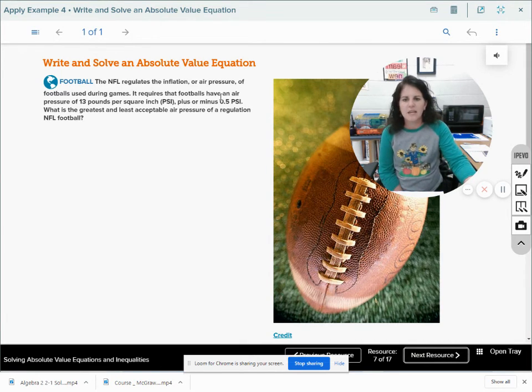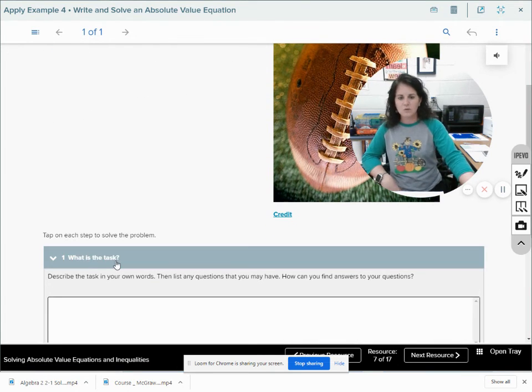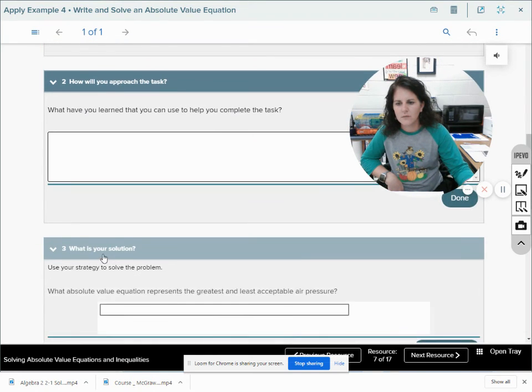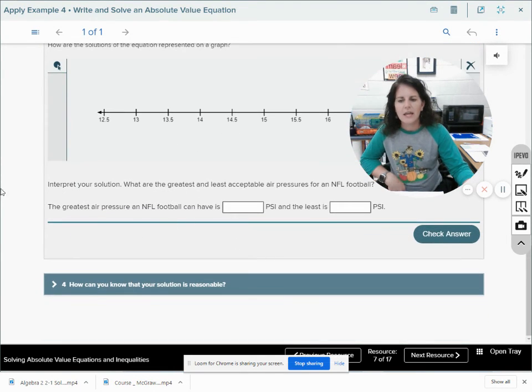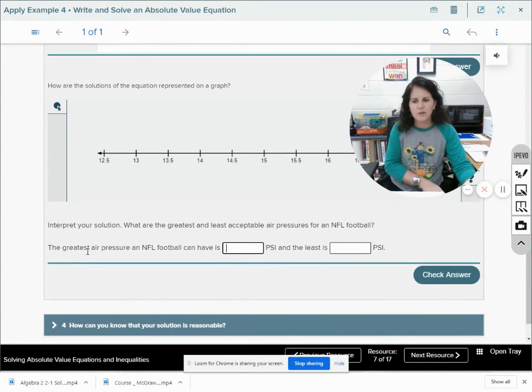Well, it can be 0.5 above or below the 13 pounds. We can quickly see that it could be 12.5 up to 13.5. It's got to be somewhere in between. So how do we show that using mathematical symbols? Well, let's look at it. We can look at it with absolute value symbols. So what is the greatest and the least acceptable air pressure? Well, we know the greatest acceptable air pressure is 13.5 and the least is 12.5.